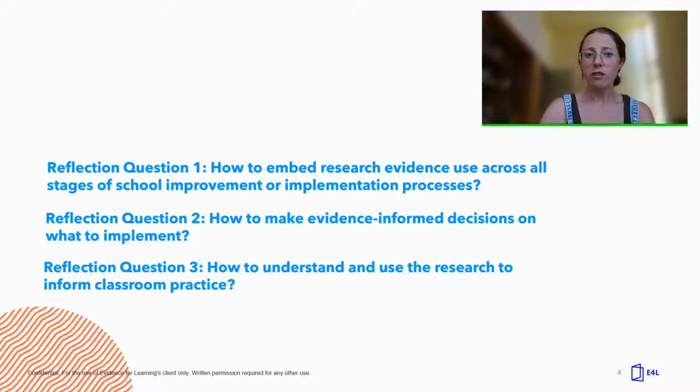There are 2 very short tasks for you to round out this course. The first is to use the reflection tool provided to explore 3 key questions. You can see these on the slide, and we've linked them in the document in the modules webpage also. These are about embedding evidence into your school improvement processes, making evidence-informed decisions, and influencing classroom practice.